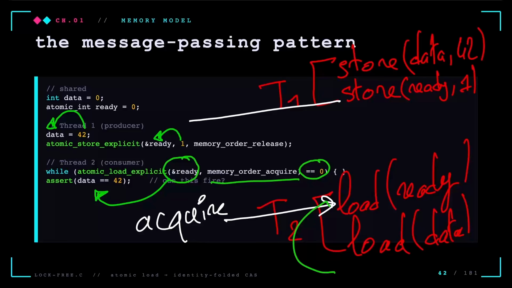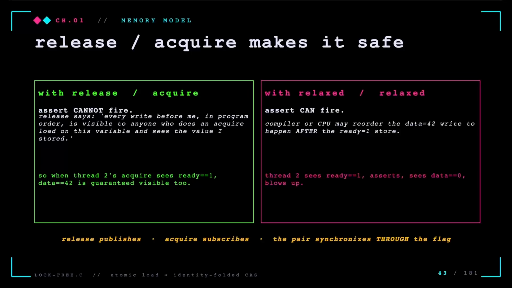So the TLDR is that memory order release and acquire together form a synchronization point over a single atomic. So we're using ready here as a flag, or as our synchronization variable, kind of. And the message that we want to pass in this case is data. And this is how we safely pass messages. So to summarize, the release and acquire memory model makes it safe for the producer-consumer model. And this is the pattern that you would use when you're writing such threaded programs.